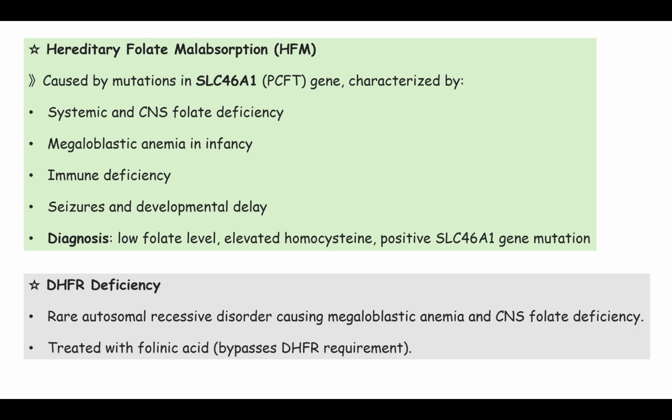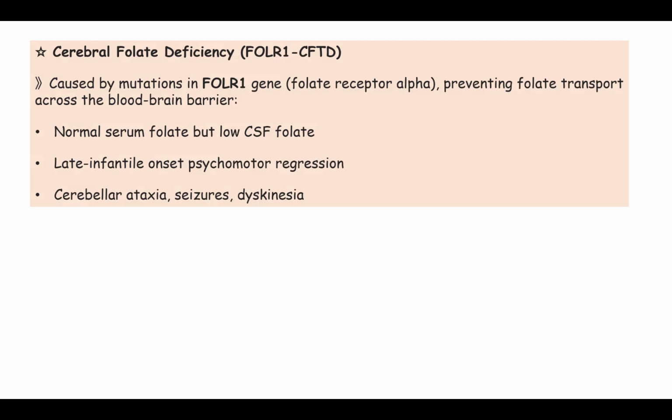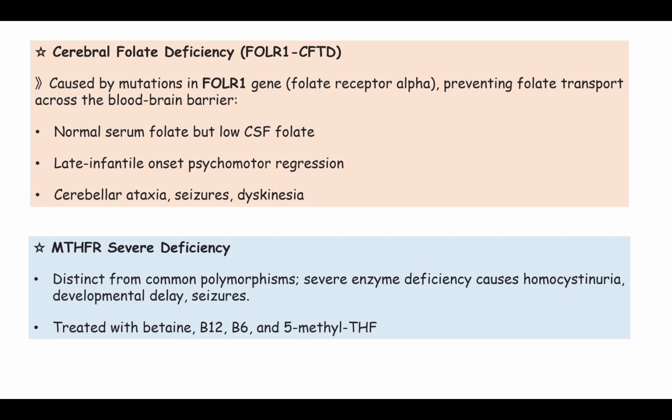So in these inherited disorders, the pathophysiology is not simply poor intake, but a specific molecular defect affecting folate handling. The next disorder here is cerebral folate deficiency, also called FOLR1-CFTD. It is caused by a mutation in the FOLR1 gene which encodes folate receptor alpha, and this impairs folate transport across the blood-brain barrier. As a result, patients may have normal serum folate but low CSF folate. Clinical manifestations include late infantile psychomotor regression, cerebellar ataxia, seizures, and dyskinesia.